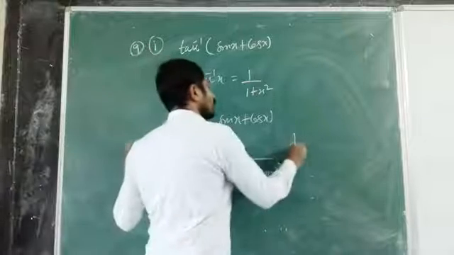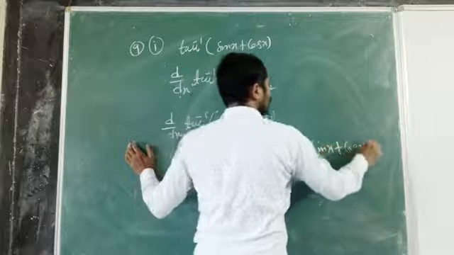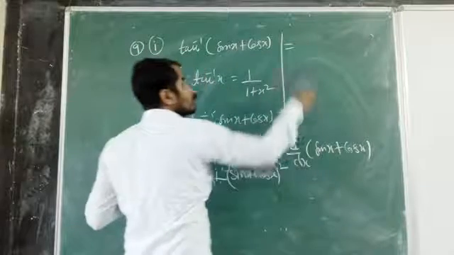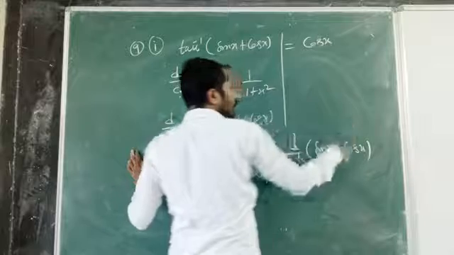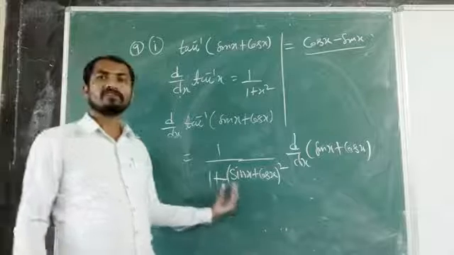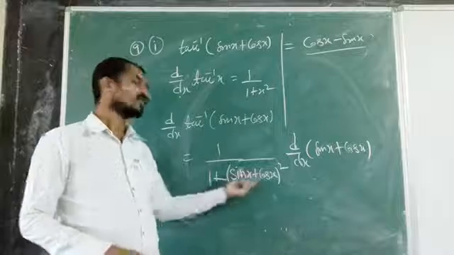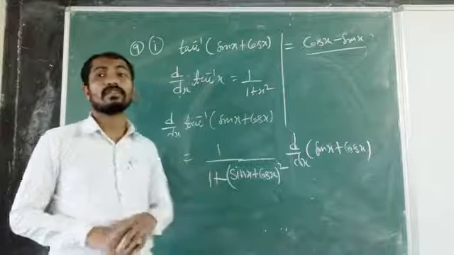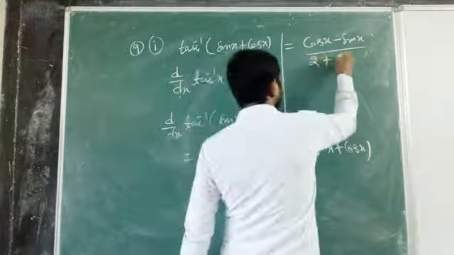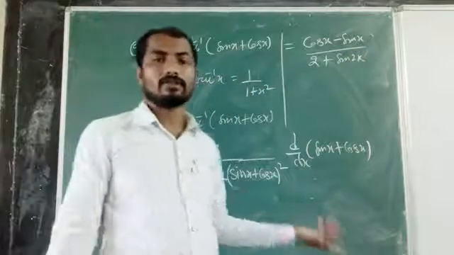d by dx of sin x plus cos x. d by dx of sin x is how much? Cos x. And d by dx of cos x is minus sin x. It's the numerator value. And in the denominator, if you simplify this value, sin square x plus cos square x plus 2 sin x cos x. Sin square x plus cos square x is 1. Already 1 is there, 1 plus 1, then 2 sin x cos x, that means sin 2x. 2 plus sin 2x. The answer is cos x minus sin x upon 2 plus sin 2x.